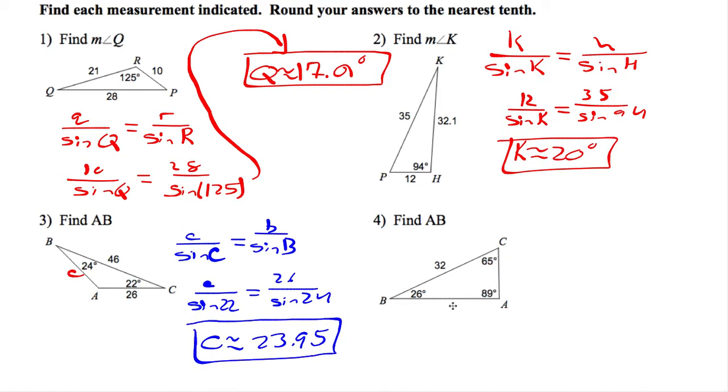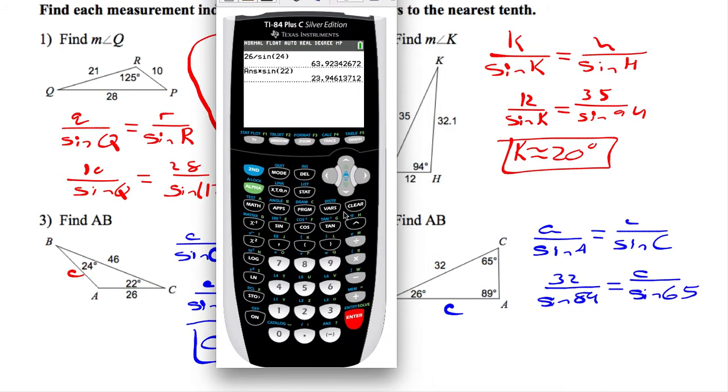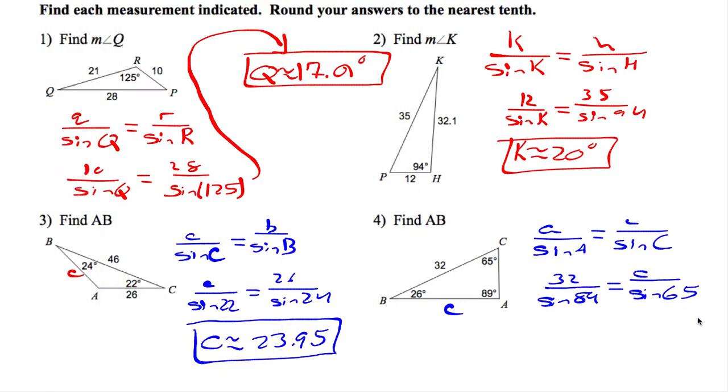And then over here, AB, again, that's going to be side C. So because I have angle A, I'm going to say A over sine of A is equal to C over sine of C. A is 32, so I get 32 over sine of 89, and that's going to be equal to C over the sine of angle C, which is 65. And again, I could use my calculator to do the rest. So 32 divided by sine of 89, and then times sine of 65, gives me about 29. So C is about equal to 29.0.